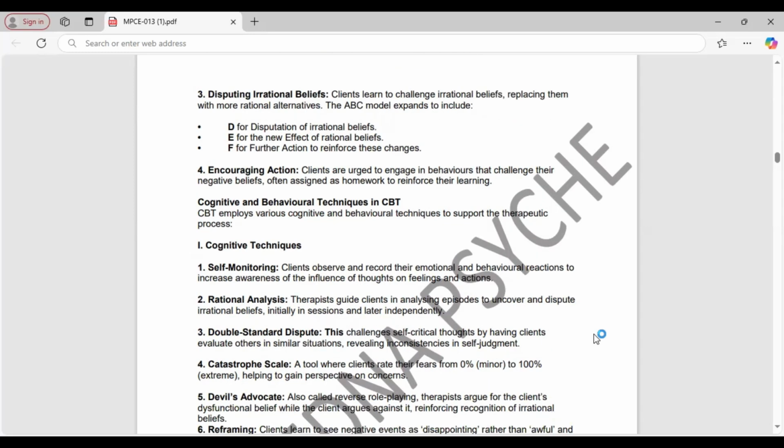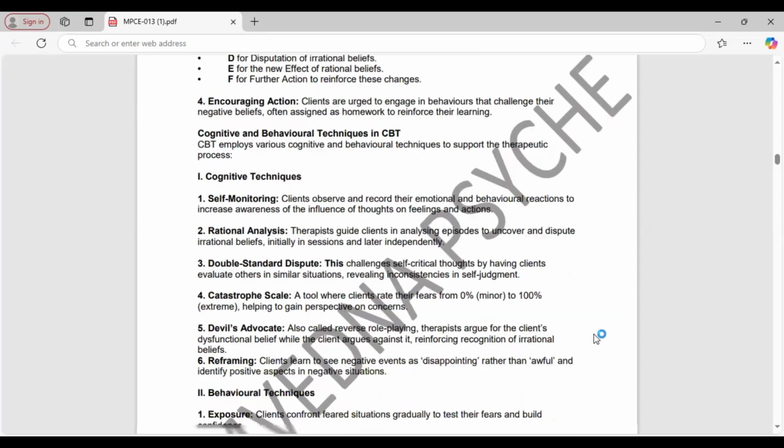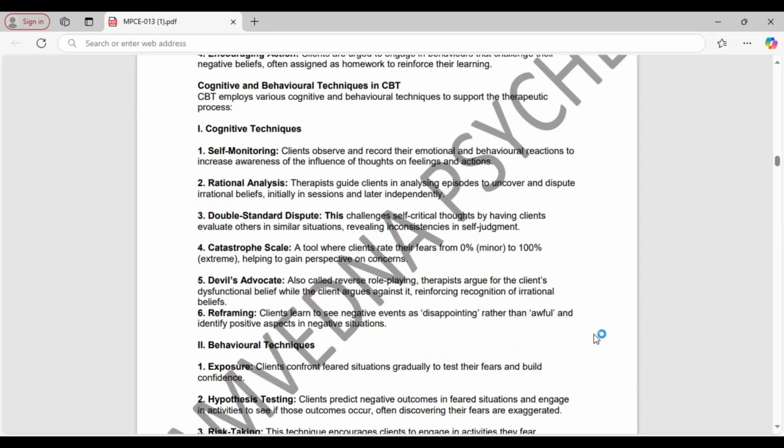Techniques of CBT. First one, cognitive technique, which includes self-monitoring, where the clients record their own emotional and behavioral reactions, enhancing observation and providing concrete evidence for assessment and progress tracking. Rational analysis, clients analyze specific life episodes to uncover and dispute irrational beliefs, first during sessions and later as homework. Double standard dispute, clients evaluate whether they would judge others as harshly as they judge themselves, recognizing double standards.